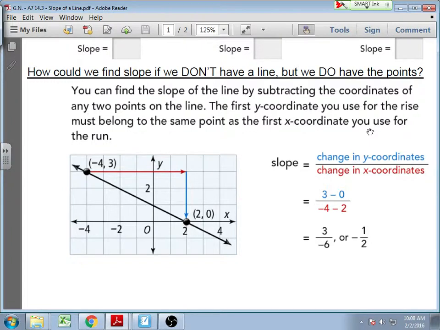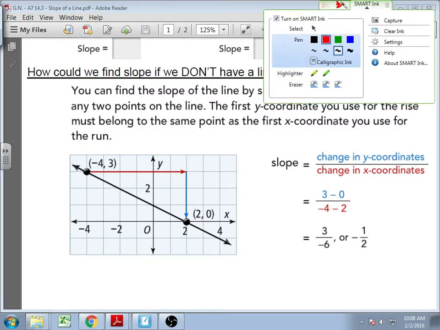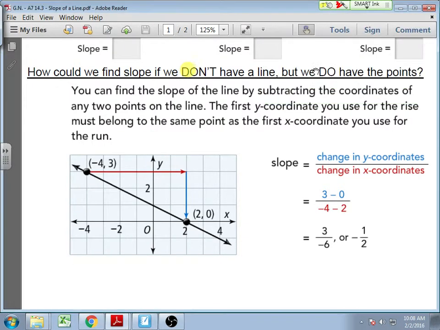So here you're going to have to write more into your notes. We again know change in y coordinates over change in x coordinates, but how do I find the change in y coordinates and the change in x coordinates? Because what if we don't have a line? What if you don't have a graph? You don't see anything. So imagine you don't have this line, you only have the points -4, 3, and 2, 0.